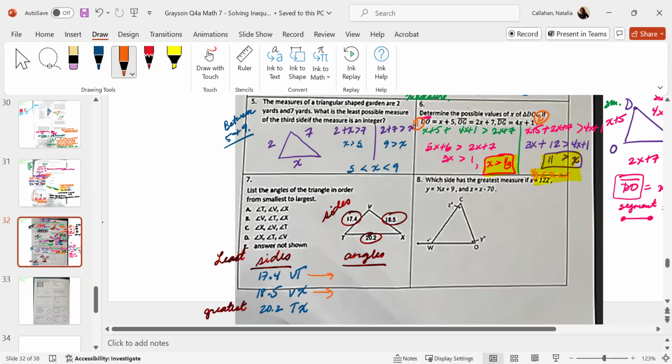What's opposite of VT? No, the angle that's opposite of VT. No, angle is just one letter. You could say X. No, VT. Look, VT is right there, correct? What angle is opposite of that? It's angle X. Do you not see that?